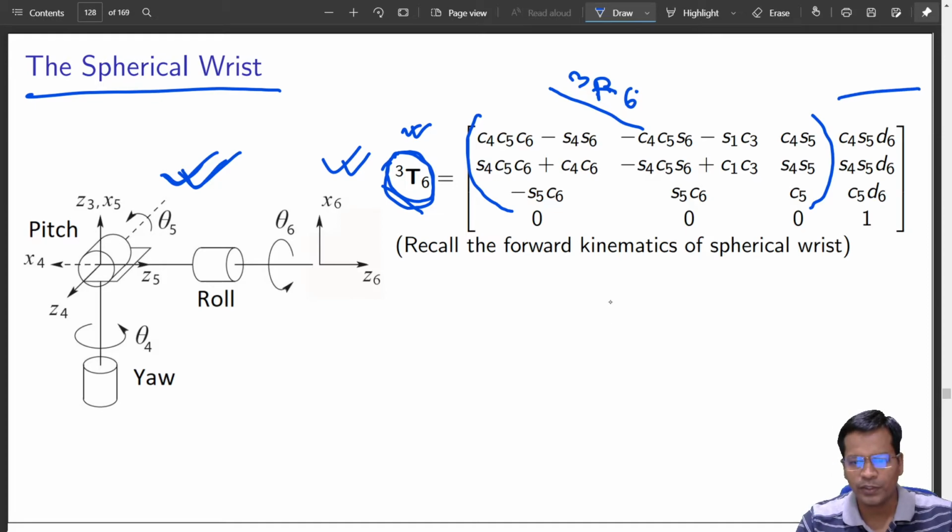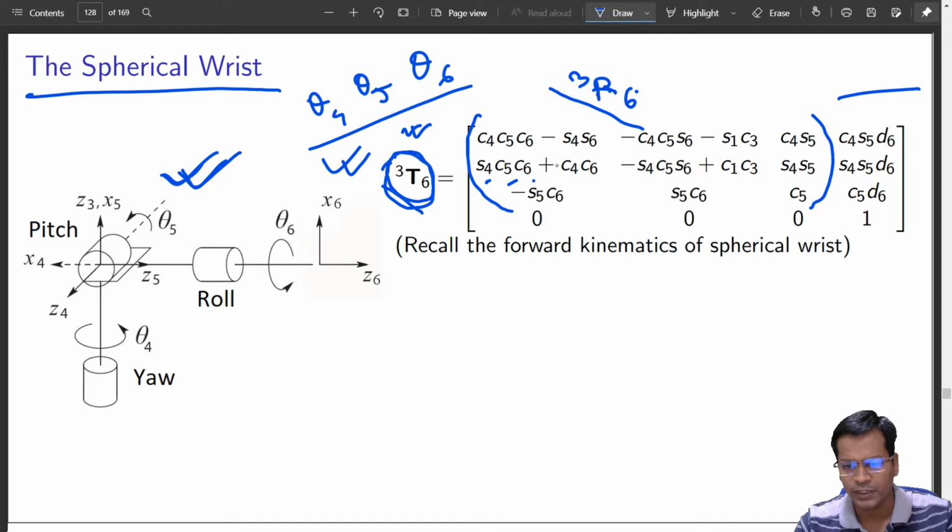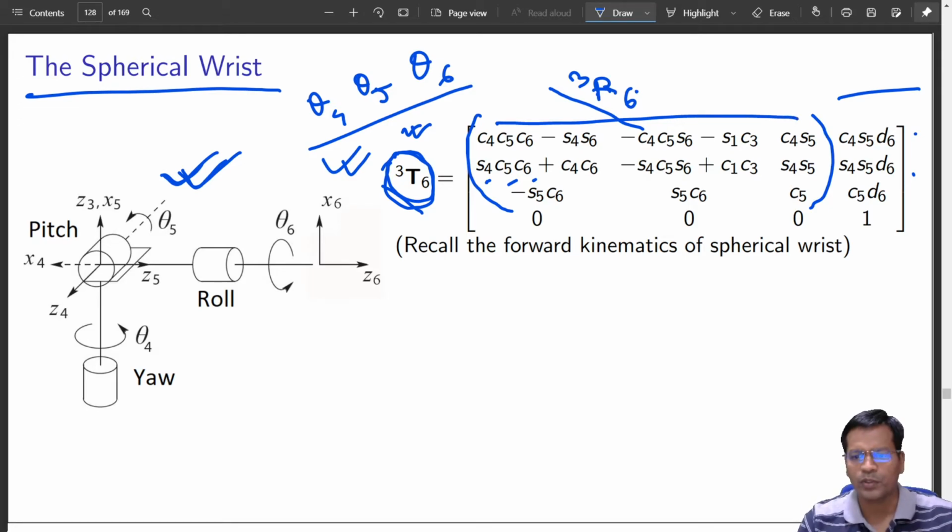Now I have to find out what? Theta 4, theta 5 and theta 6. So three variables which are here, 4, 5, 6. All these variables have theta 4, theta 5 and theta 6 terms over here. Now this is a known matrix. This is a known matrix. So I'll equate both of them.